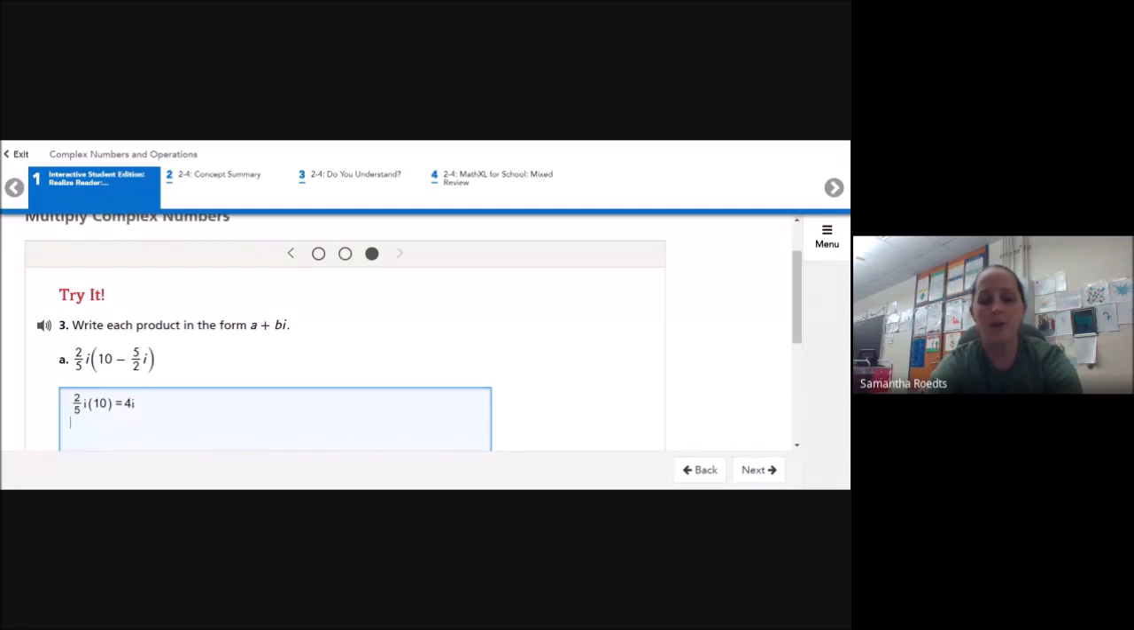And then 2/5 i times negative 5/2 i equals negative 1 i squared. We know that i squared equals negative 1, so we substitute that in. Negative 1 times negative 1 equals positive 1. So when I write this, I have 1 plus 4i.